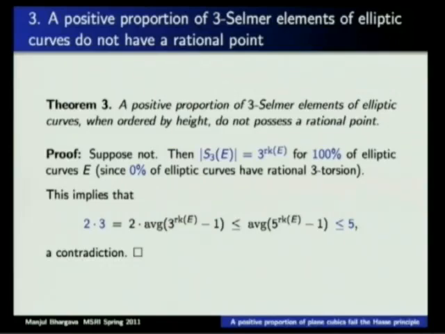Okay, so this is kind of close to the result we were looking for, namely that a positive proportion of ternary cubics fail the Hasse principle. So we have to understand what is the connection between 3-Selmer elements and ternary cubics. That's one thing we have to understand.